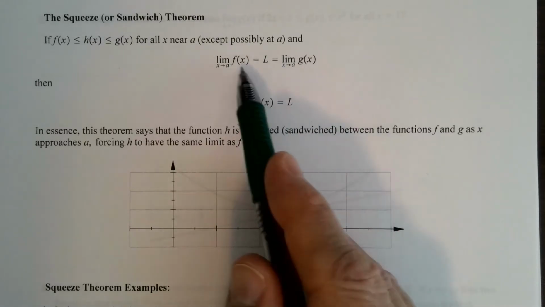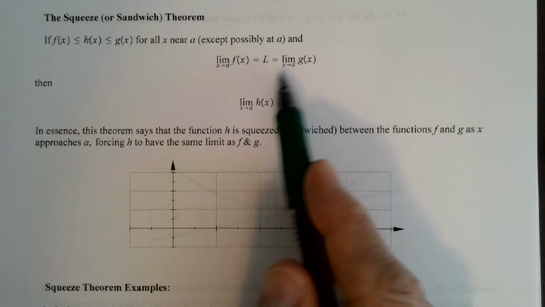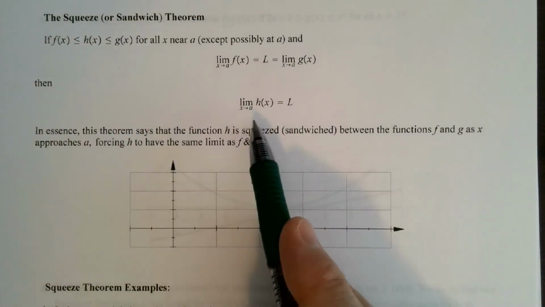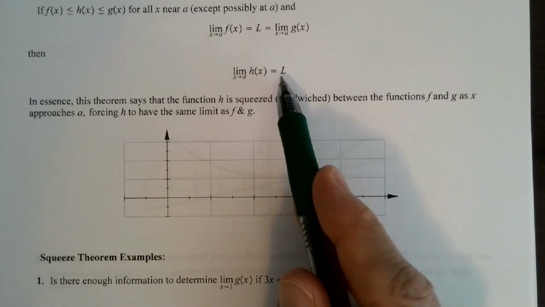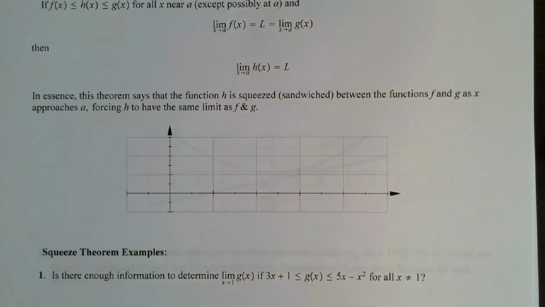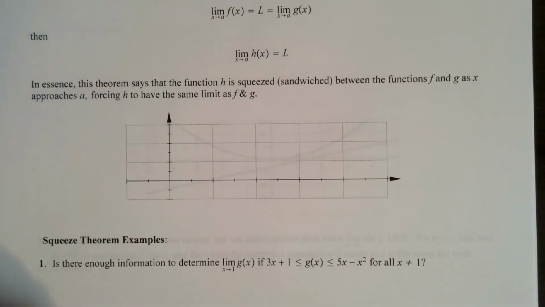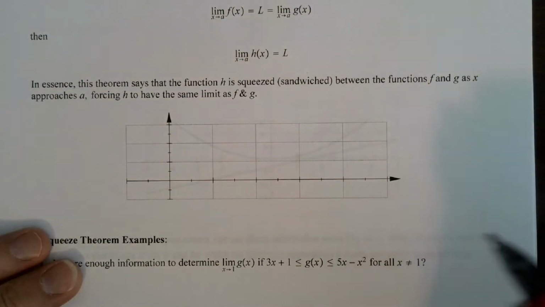But if both of these limits exist and are equal, then the limit of our function that's trapped between them must exist and be equal to the same thing. And so the essence is these two functions f and g sort of squeeze or sandwich in our other function h so that it has the same limit. Let me just draw an example of that here.